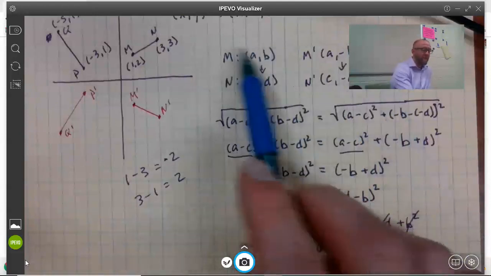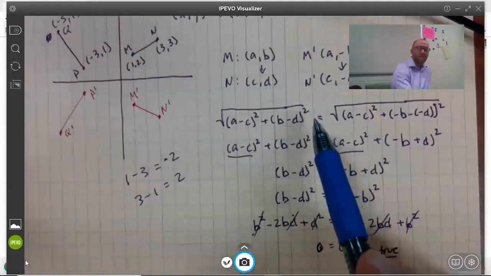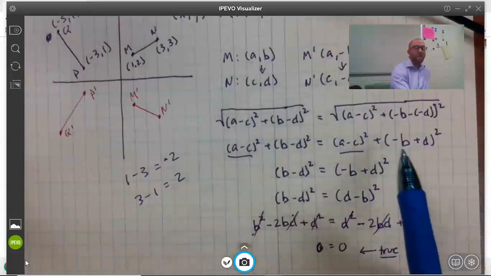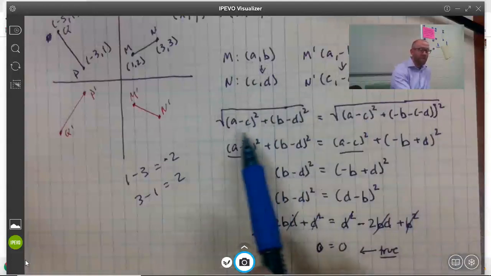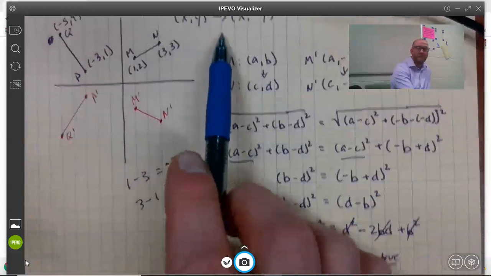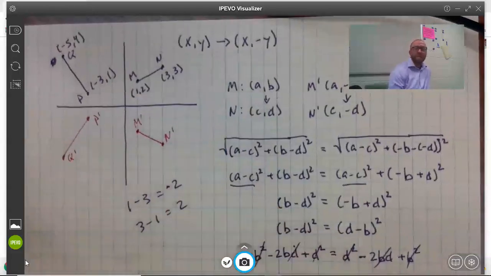Meaning that if I just take two generic points, they don't actually have real numbers, not specific examples, I could plug anything I want. I could pick A and B and C and D to be anything I want, and I could just replace them in this formula right here, and I will always get the same distance on both sides, which means that this transformation here, which flips things across the x-axis, preserves length. So a segment that's flipped across the axis will stay the same length.